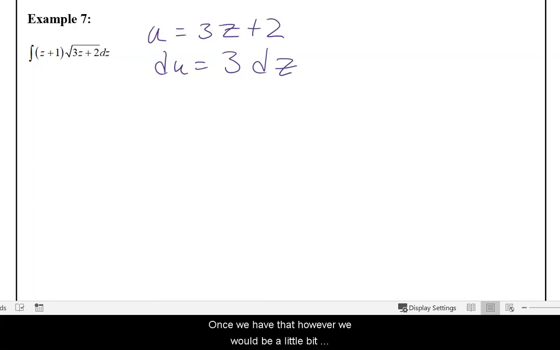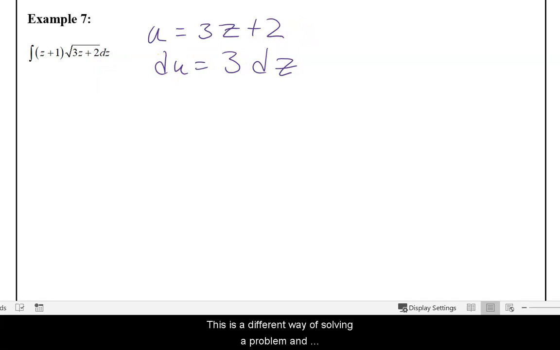Once we have that, however, we would be a little bit puzzled looking at what's still here. Up here, I have a z plus 1, which does not relate to 3z plus 2. So what am I going to do? How can I deal with this?